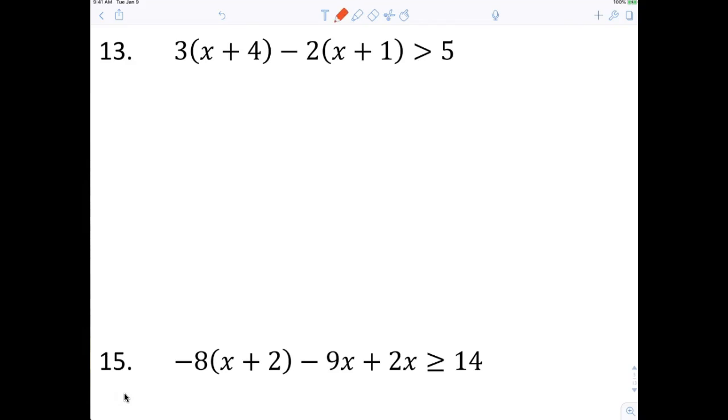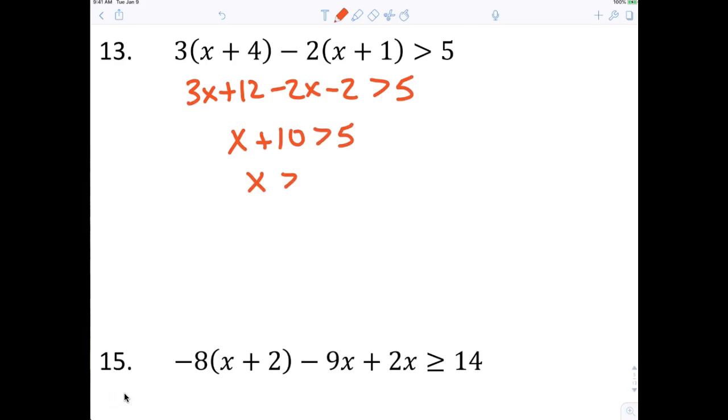So 3x plus 12 minus 2x minus 2 is greater than 5. X plus 10 is greater than 5. X is greater than -5. If you're greater than -5, you start at -5 and you work your way to infinity.